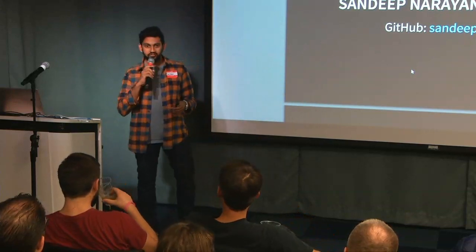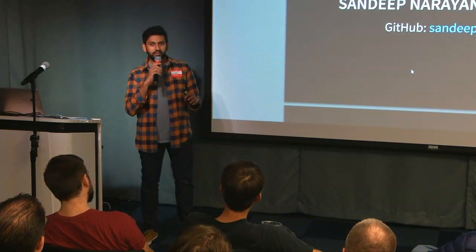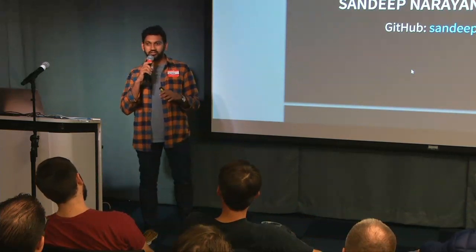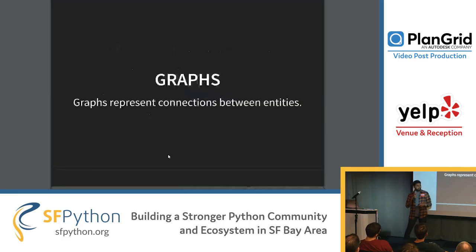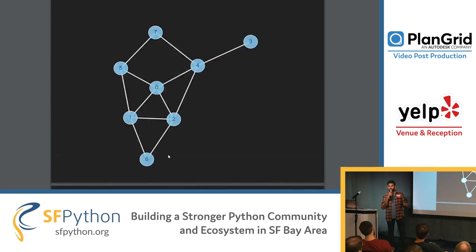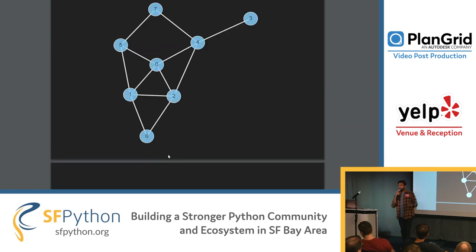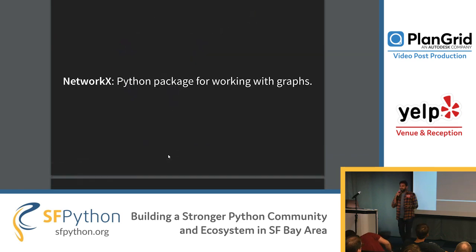Anyhow, before I dive in, I'm going to be going pretty fast. So if we are not all starting on the same page, I have to apologize. All right, so let's get into graphs. Graphs represent connections between entities, right? So that's a graph. The bubbles are entities. The lines between them are connections. More formally, the bubbles are known as nodes. The lines between them are called edges.